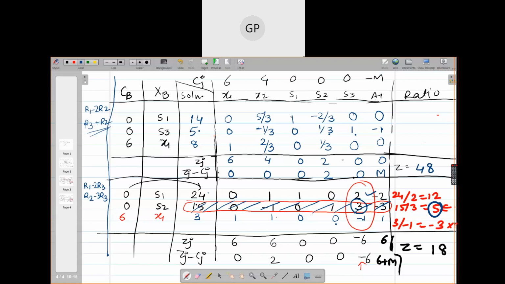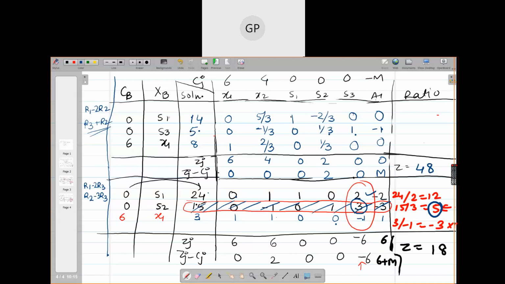Now tell me, is there any negative value in the ZJ minus CJ row? No, ma'am. That means we have to stop the simplex method, right? We should not continue it. Yes. But you can observe there are many more zeros in the ZJ minus CJ row.